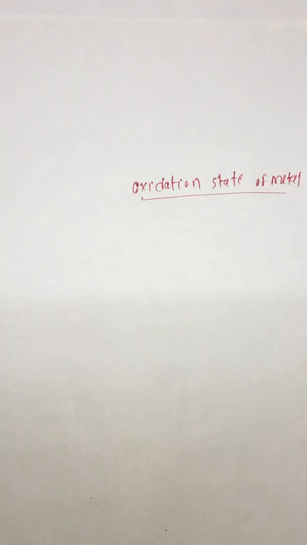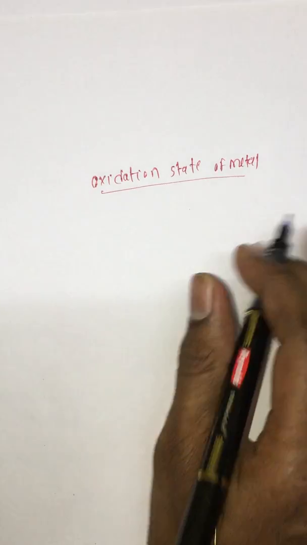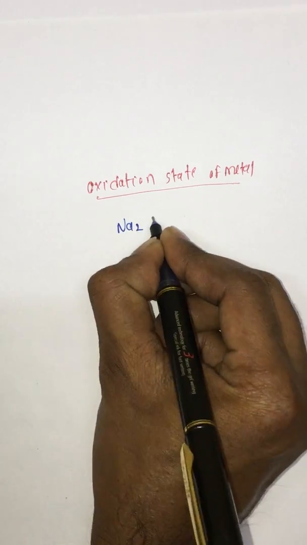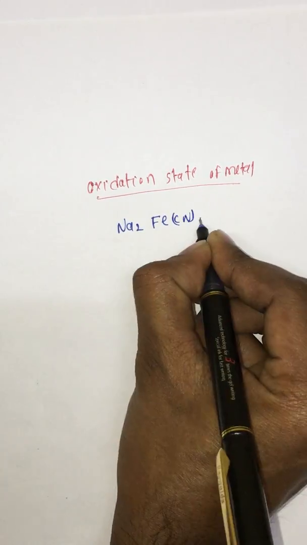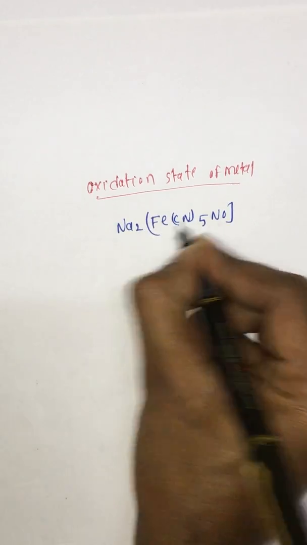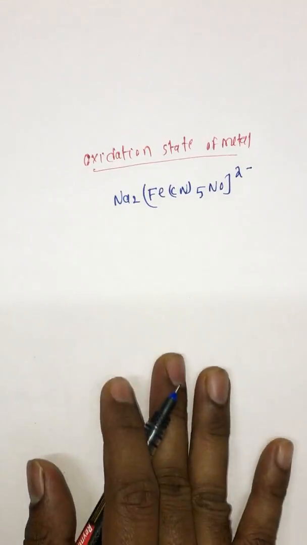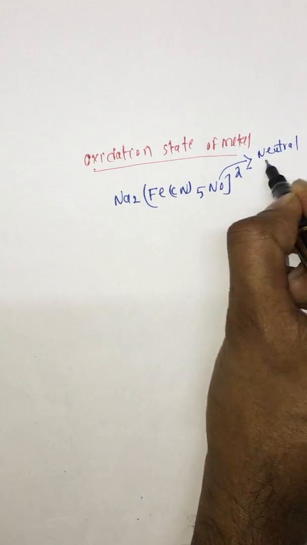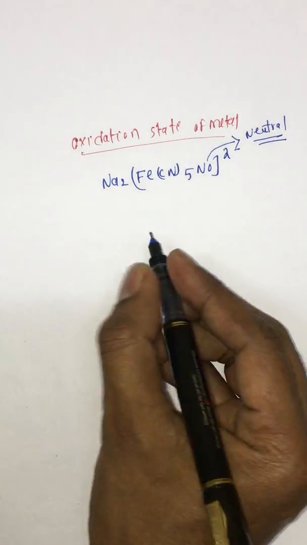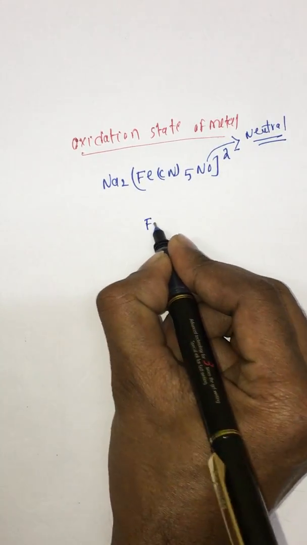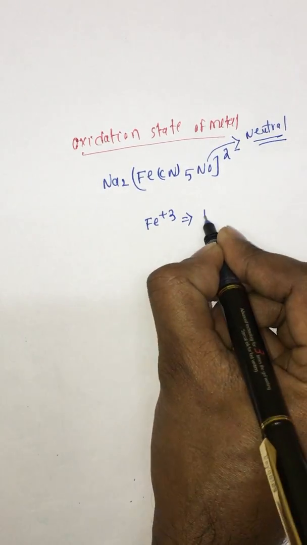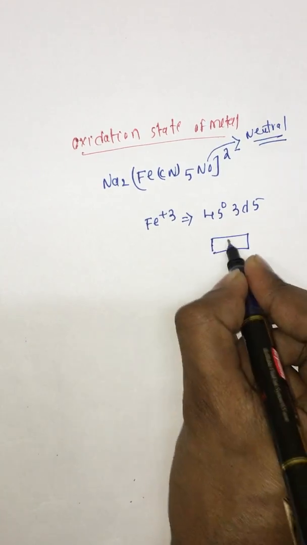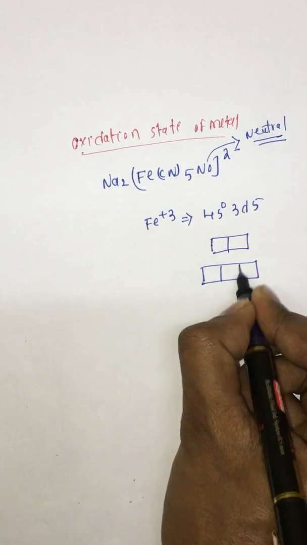And the next important thing is the oxidation state of the metal. Mossbauer spectra can also explain the oxidation state of the metal. The best example we will take is sodium nitroprusside, Fe(CN)5 NO 2 minus. Okay, so here NO is a neutral ligand. And now the oxidation state of iron will be Fe plus 3. That means 4s0 3d5. Cyanide is a strong field ligand.